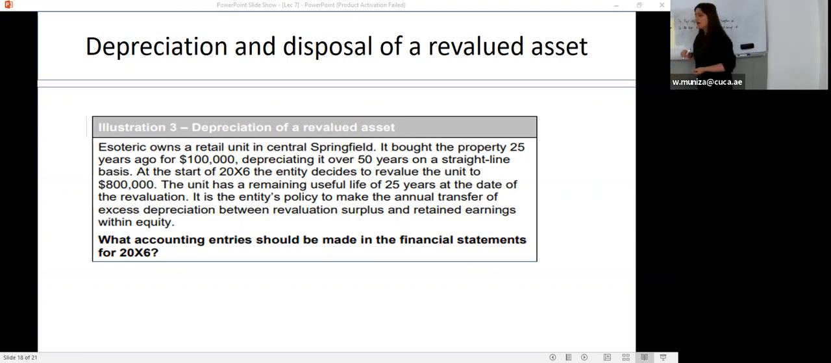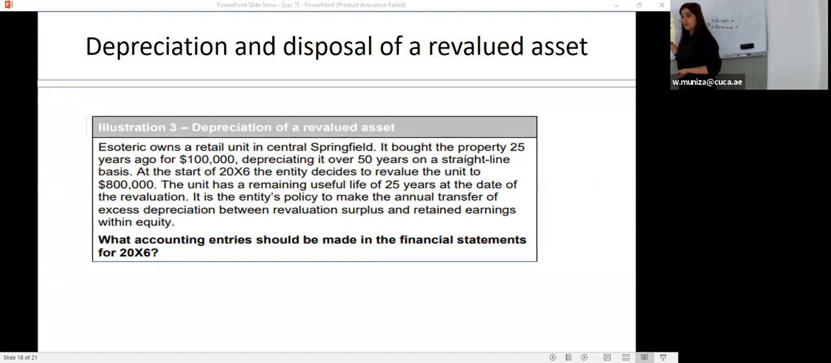What is the difference of cost and revalued amount? Cost has been how much? 100,000. What is the revalued amount? 800,000. What is the difference? 700,000. So we are going to write it over here. Is it? How much amount are we going to write in front of revaluation surplus?